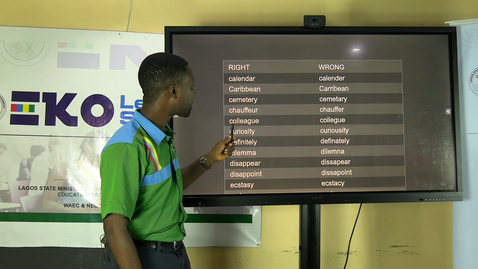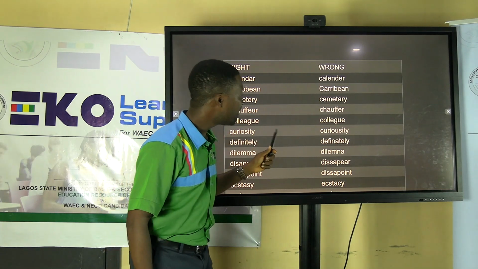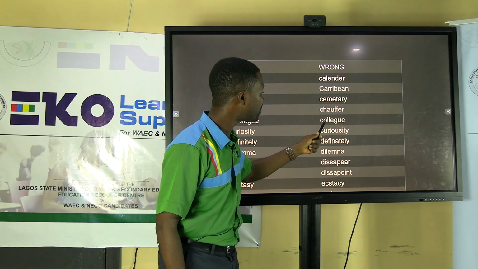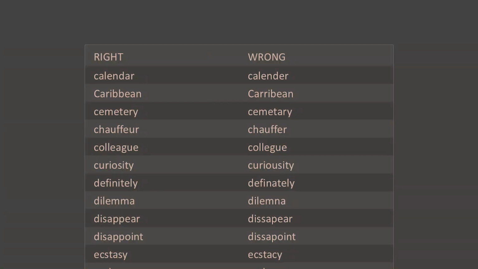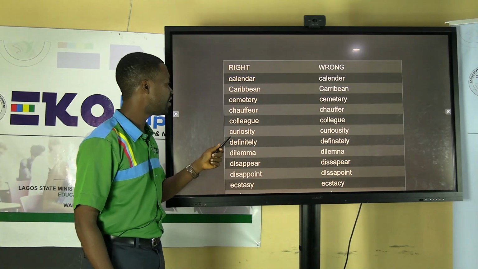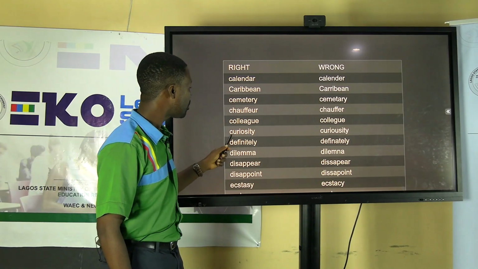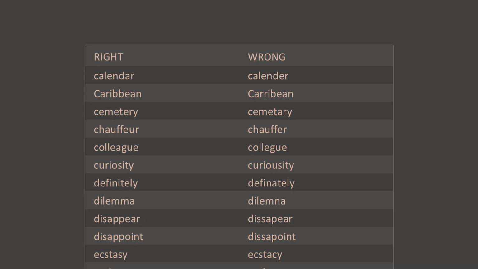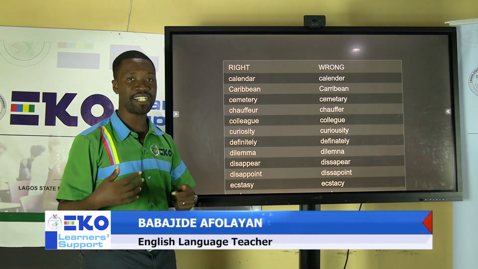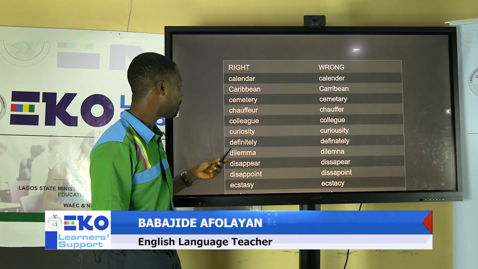The next word is colleague. Colleague. It is not spelled C-O-L-L-E-G-U-E, but rather C-O-L-L-E-A-G-U-E. We have the word curiosity. Curiosity is spelled C-U-R-I-O-S-I-T-Y. You do not need to spell curious and city. That's how many students spell it wrongly.